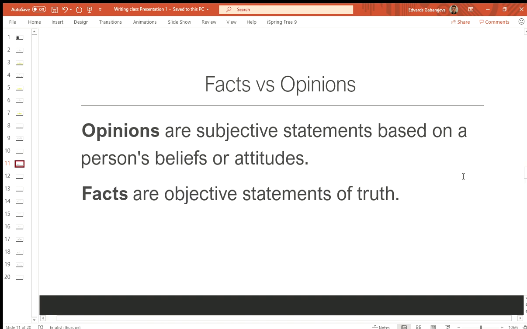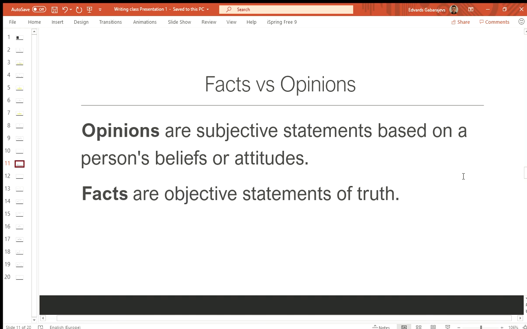So in the handout, it was discussed pretty well. Opinions are subjective statements based on a person's beliefs or attitudes. Everybody has their own preferences, and we have different views and matters of taste. So these are our opinions. They are subjective, meaning that they are influenced by our experience probably, or the way we were brought up, or maybe the geographical location where we were born, and so on and so forth. So different things influence us, and we have these opinions about stuff.